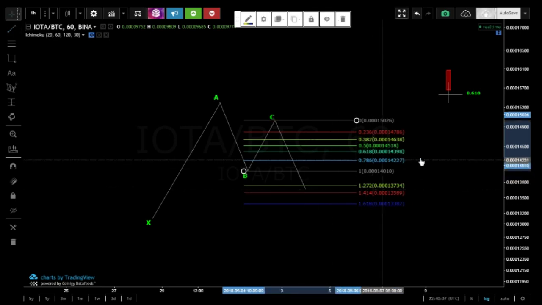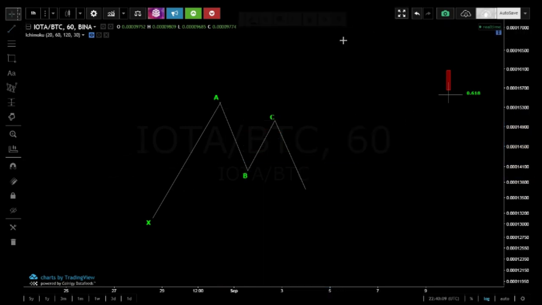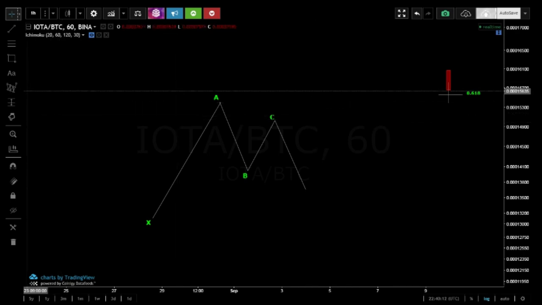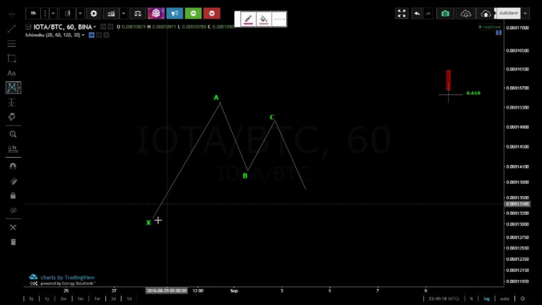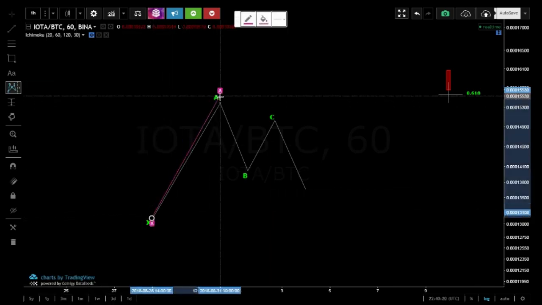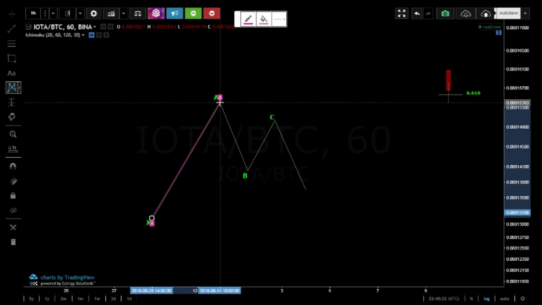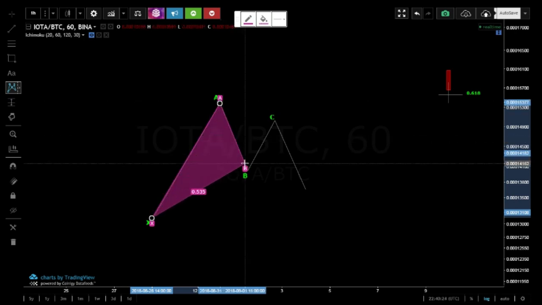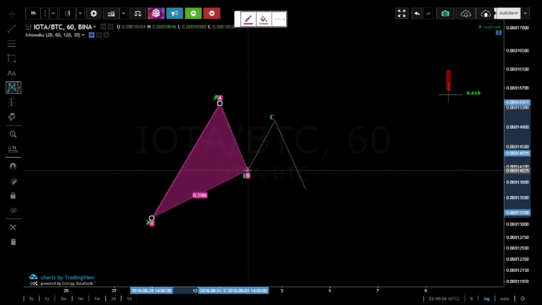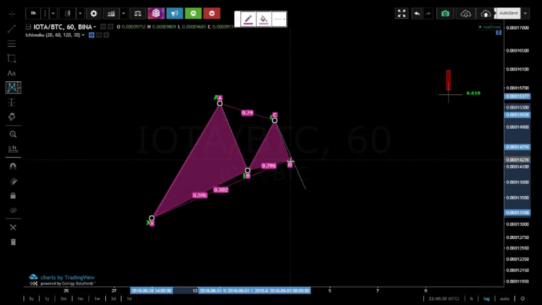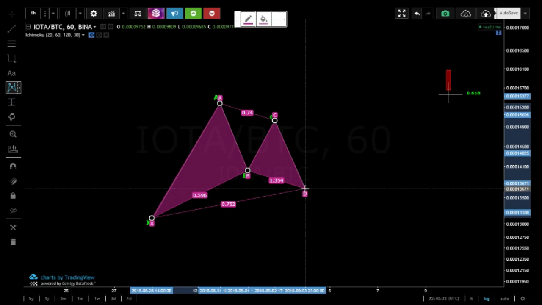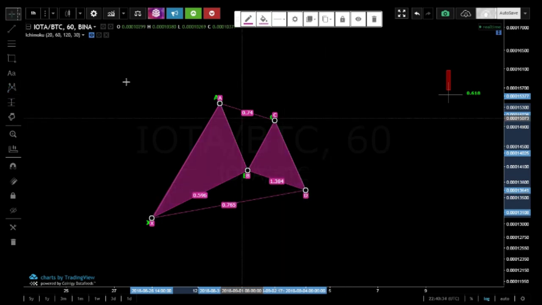Then after this, we have our Gartley pattern. So you can use this, the XABCD pattern, from here, take it up to the A leg. From the A leg, we'll take it down to the B leg. From the B leg to the C leg. From the C leg down to the D leg.